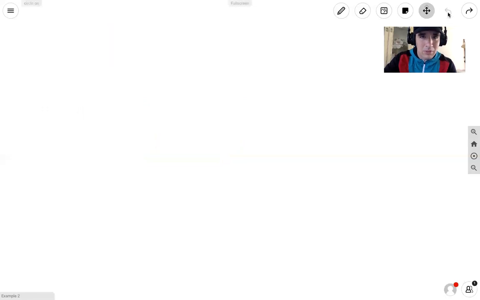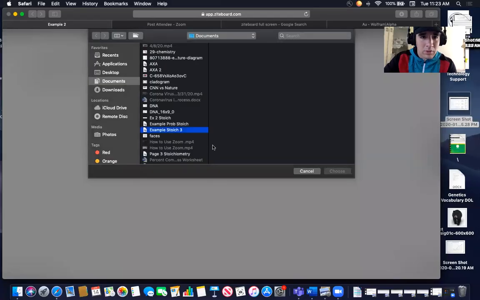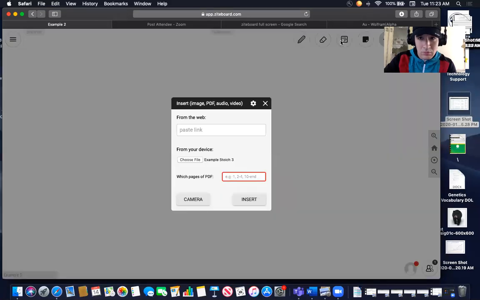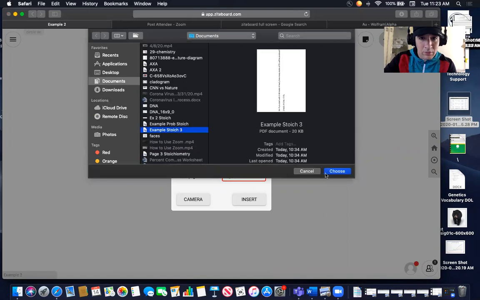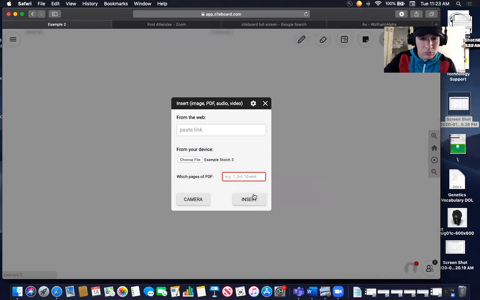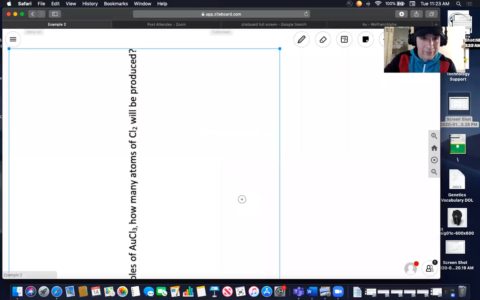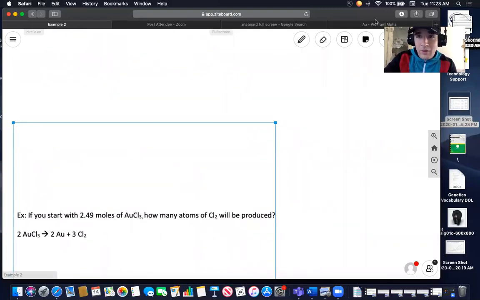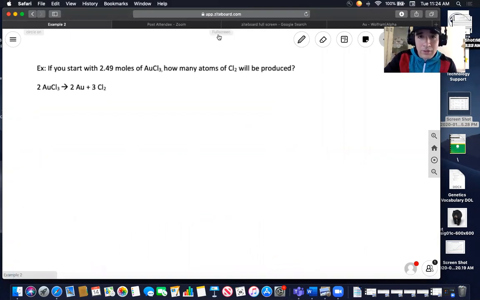All right. Choose file. Example 3, here we go. It's being weird. Example 3, choose, insert. All right, this thing is so cool. I can move stuff around. All right, here we go. That comes up here. And let's go full screen.